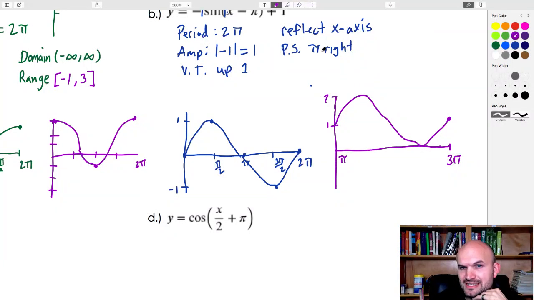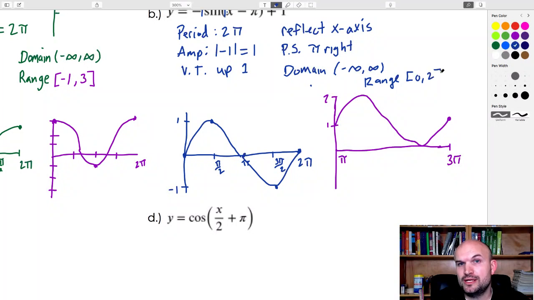And then from here, I think it's easy for us to understand at least the domain and range. The domain obviously is always going to be the same. That's going to be all real numbers. And then the range, what we can see here, is going to be from 0 to 2. And again, that is included. Okay?